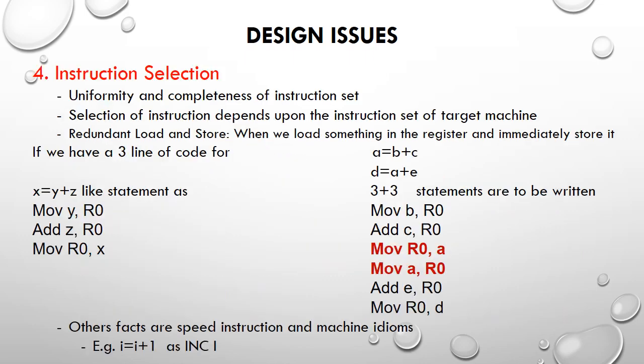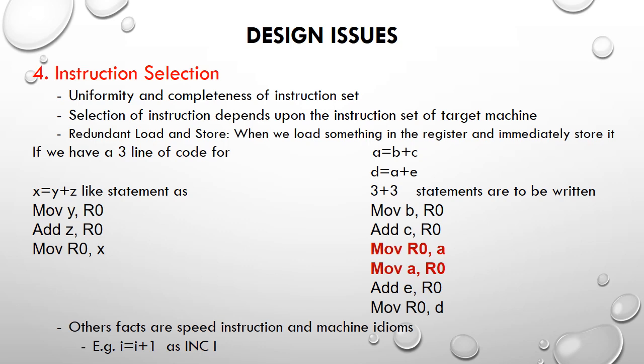Next design issue is the instruction selection. Instruction selection is all about if we are dealing with a particular machine. So for that particular machine, there will be an instruction set defined. In the instruction set, there are some fixed fields. For example, 2 operands, 1 result field, and 1 operator field. So if there are 4 fields, we should be providing all those 4 things in the instruction.